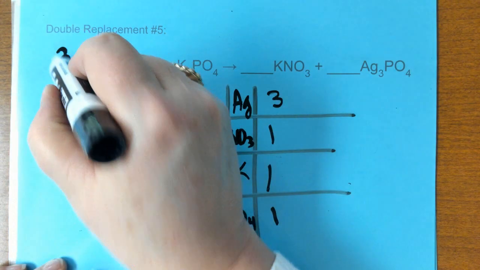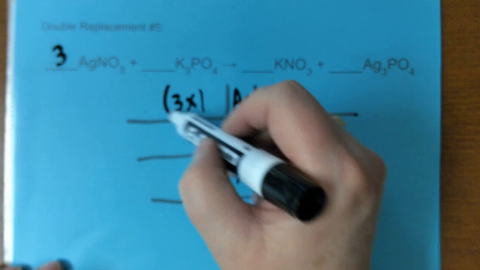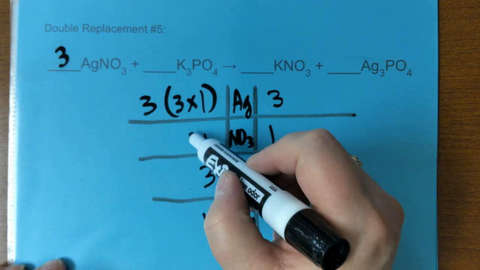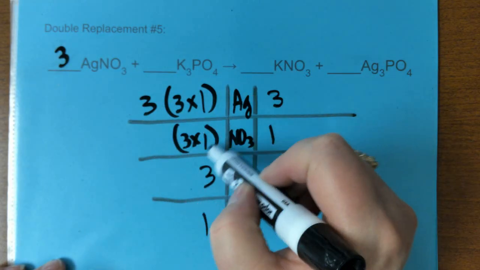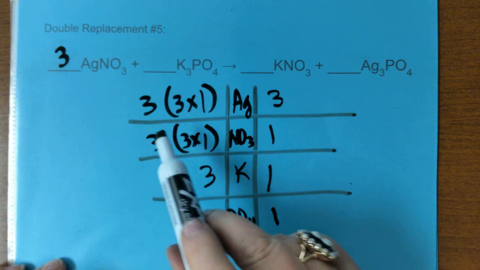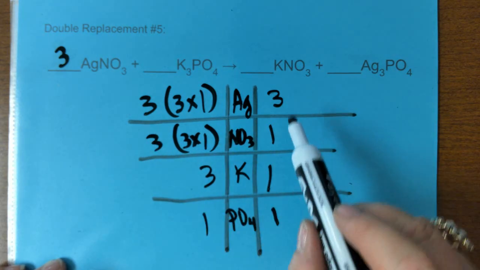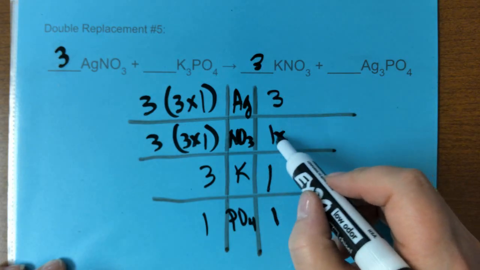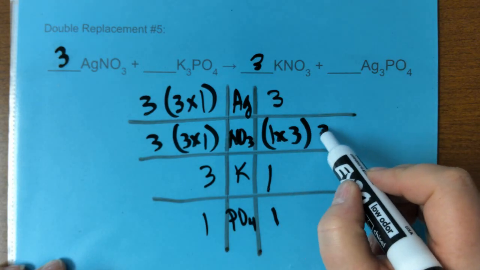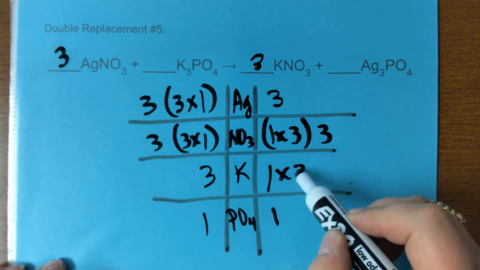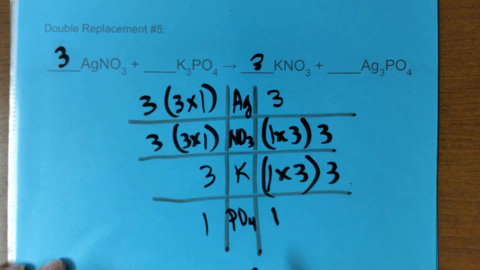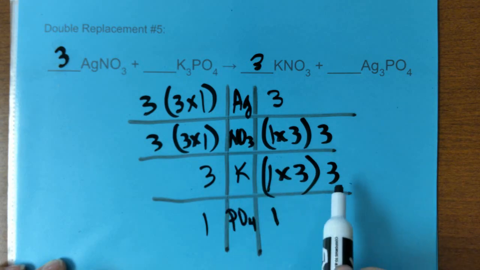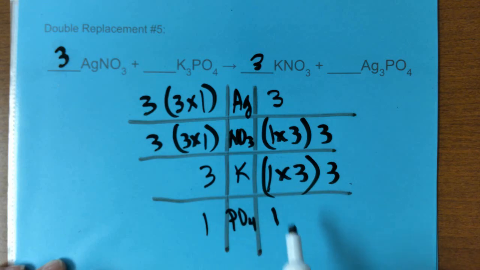Find silver. I'm going to put a 3 in front of there. That changes silver to 3, but it also changes nitrate to 3. I need to get 3 on this side. Find nitrate, put a 3 in front of it. That changes nitrate to 3, but it also changes potassium to 3. 3, 3, 1, 1, I am balanced.